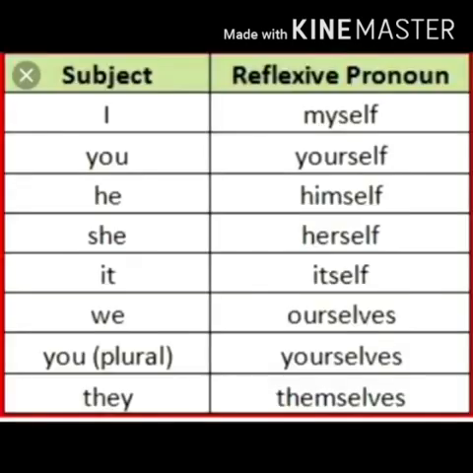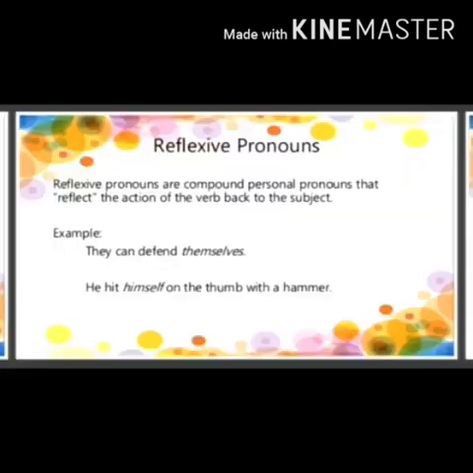For example, I changes into myself, you changes into yourself, he changes into himself, she changes into herself, it changes into itself, and we changes into ourselves in plural and they changes into themselves. For example, they can defend whom? Themselves. He hit whom? Himself on the thumb with the hammer. That means reflexive pronouns are used as an object in a given sentence.